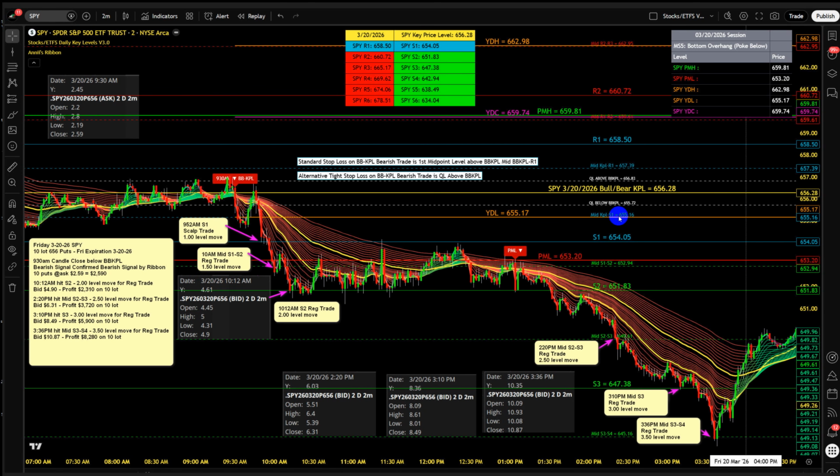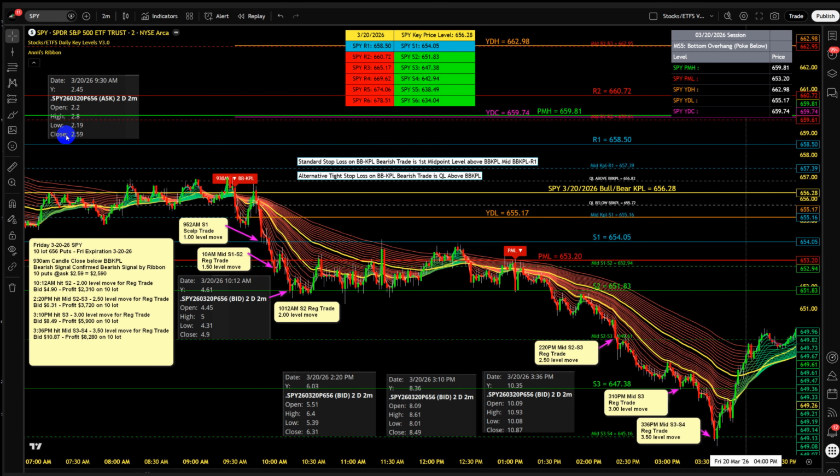The furthest out of the money, the third option strike that you would have to consider with this particular trade, would be the same process, except you look for one full level below the level that you are basing the trade off of. So in this case, the bull bear KPL, one full level below in the direction of the trade is the S1 level, 654.05. So that is going to be the 654 put.